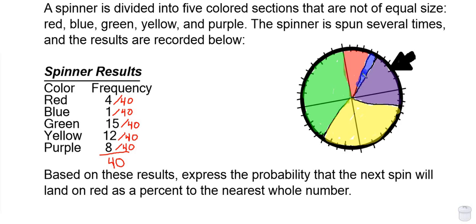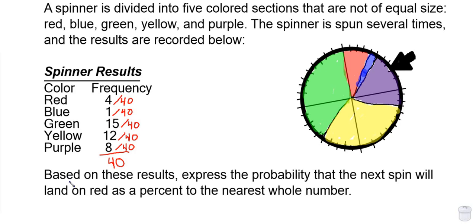You would not expect to land on that little blue section very often, right? Only a 1 out of 40 chance of landing on that blue. Whereas the green, it would have landed on green the most times. I'd expect that to be the largest section on this spinner. Okay, so that's us building some intuition into this scenario here.